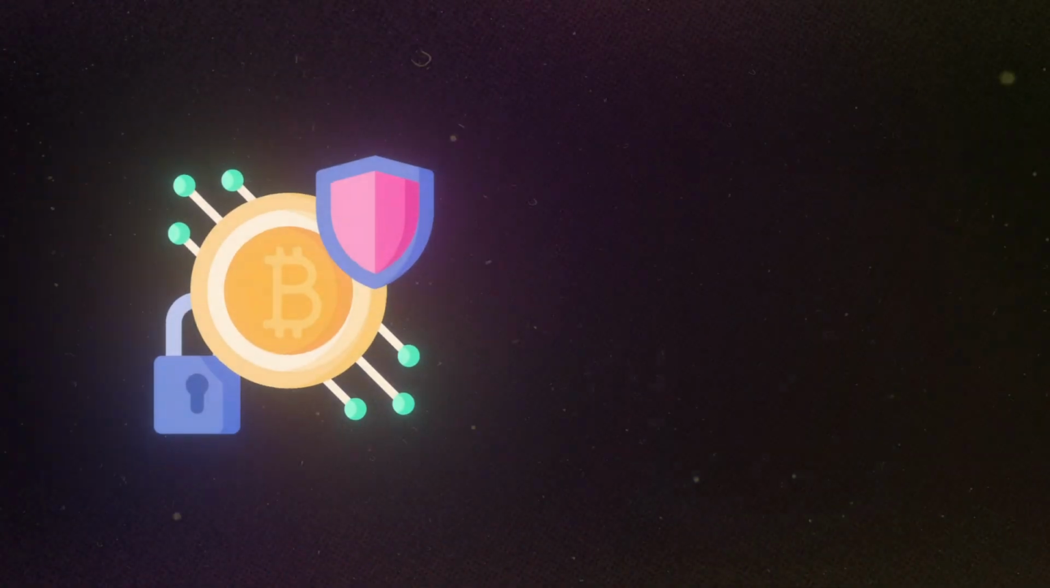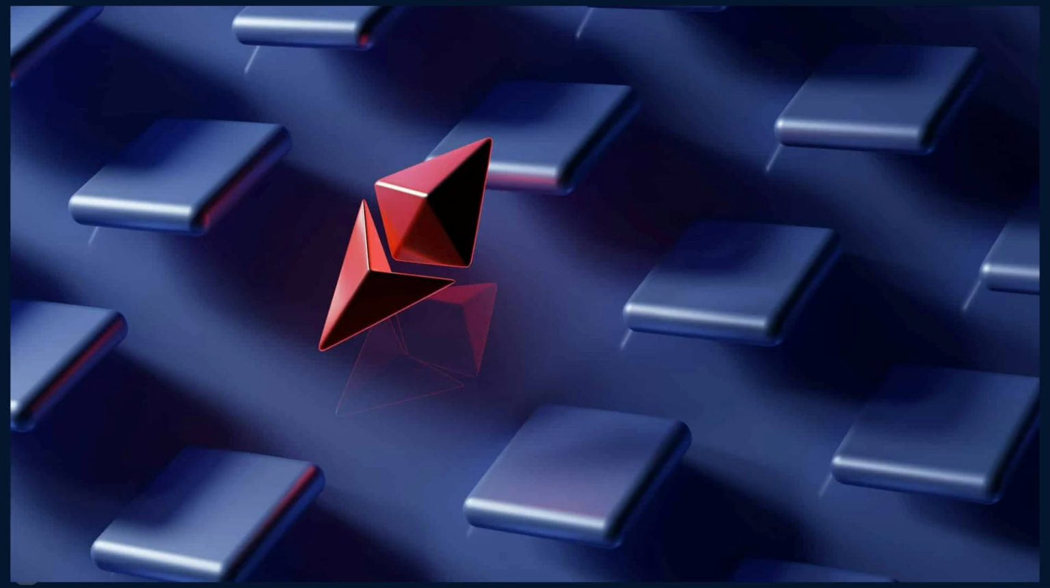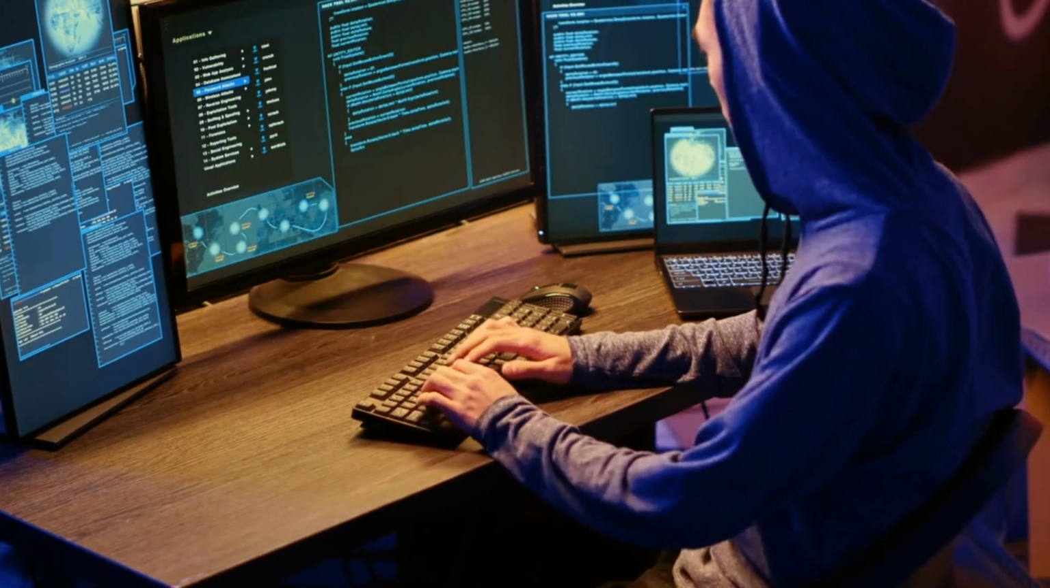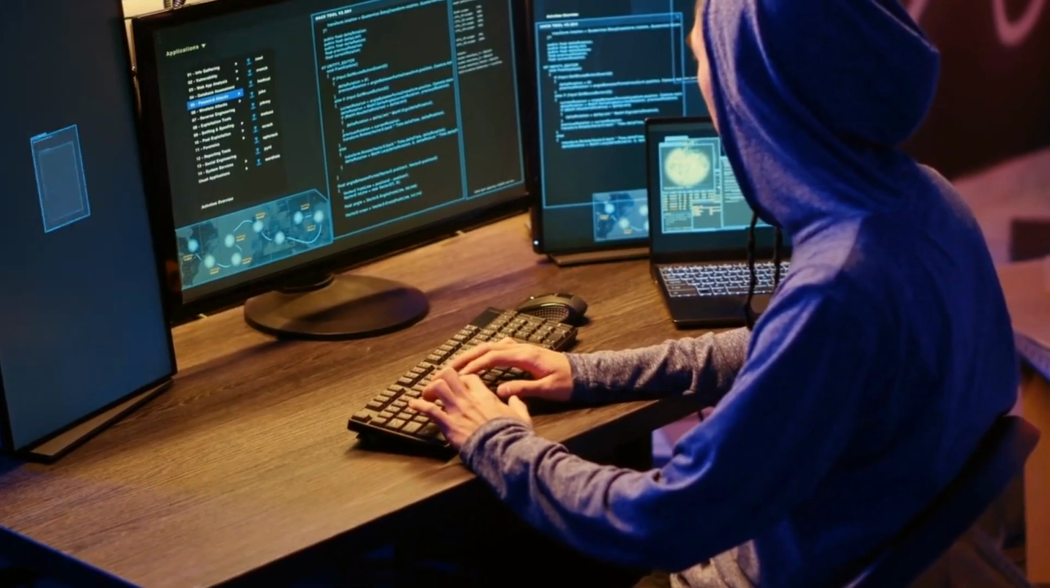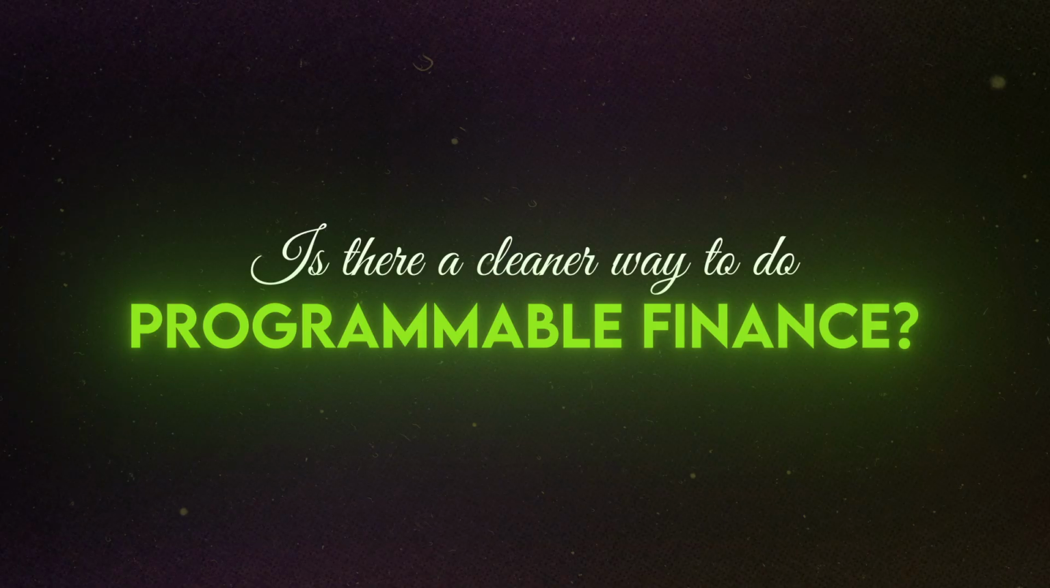Modern blockchains became stacked with layers, governance tokens, validators, rollups, sequencers, proxy upgrades, multi-sigs, and dependency chains that most users and even most developers can't fully audit anywhere. They promise power, but they demand trust. And that raises a quiet question that few people are asking. Is there a cleaner way to do programmable finance?